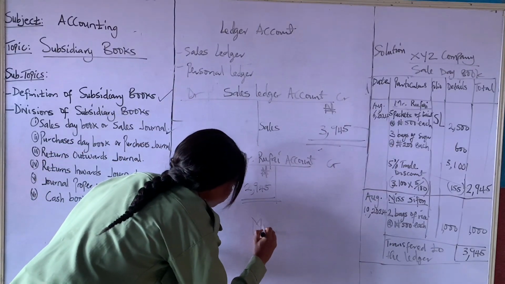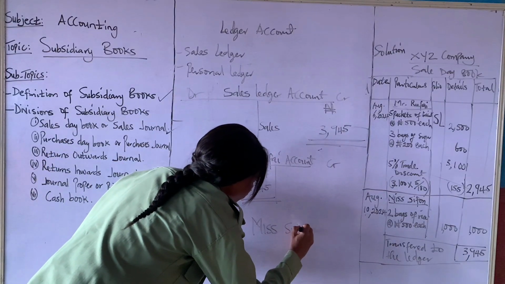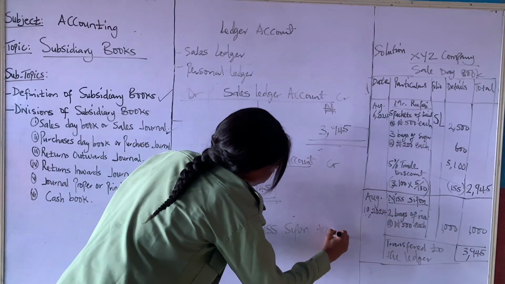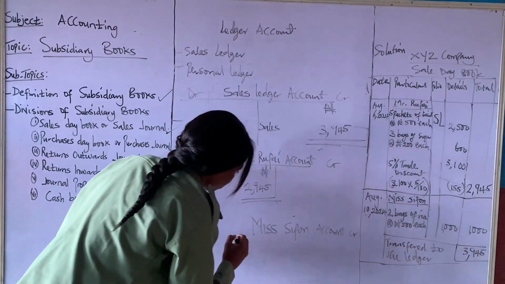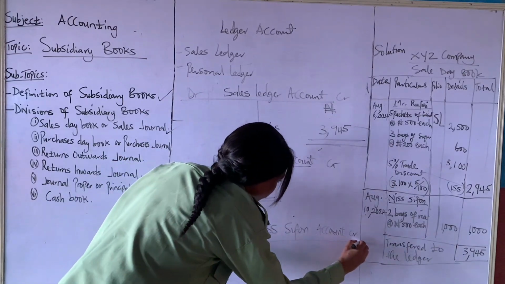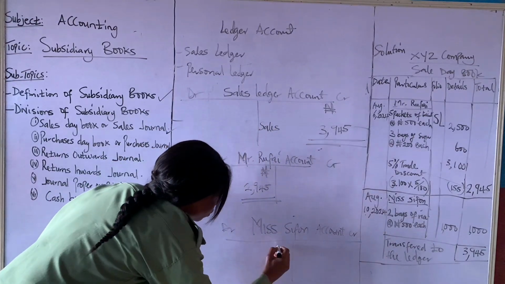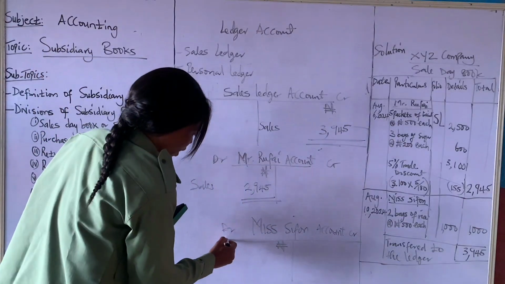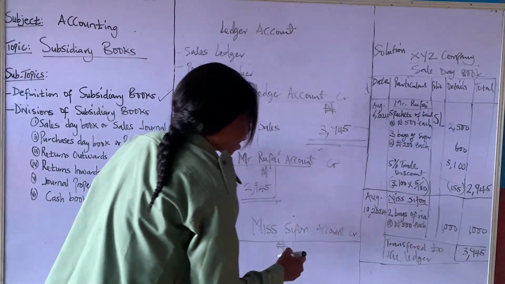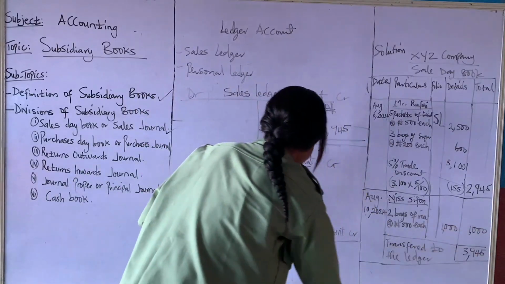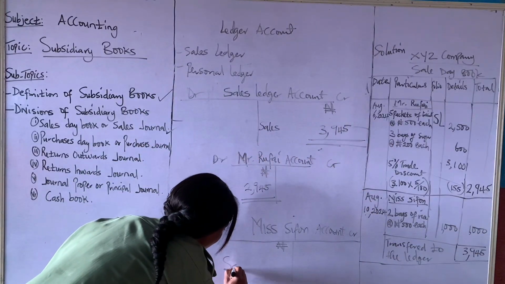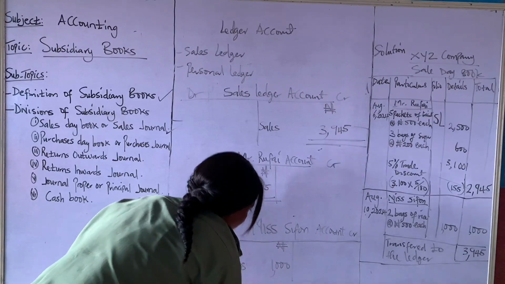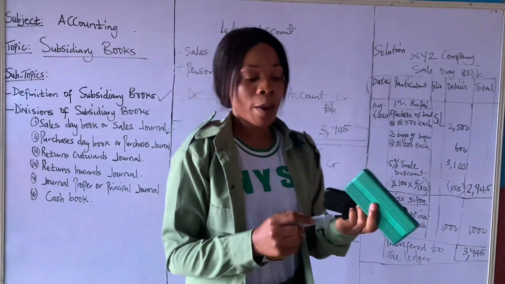Then we move to the next customer, which is Miss Siphon's account. You're going to debit this account too with just 1,000 naira. So you come here and say sales 1,000 naira. That's how it is being done.